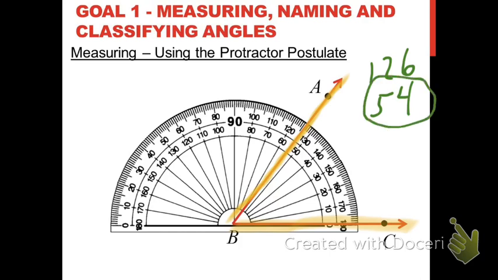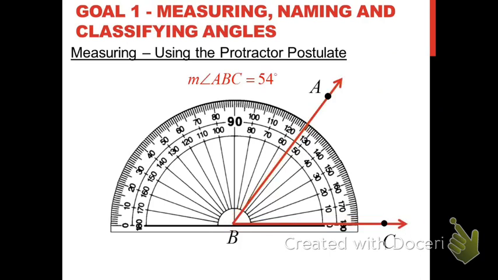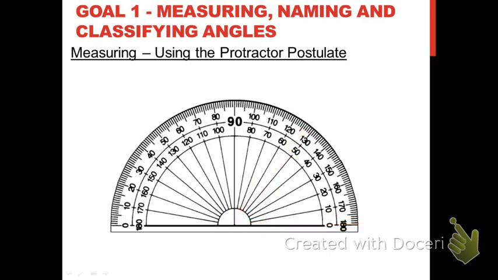Alright, so quite simply, we can say that this is true: that the measure of angle ABC equals 54 degrees.